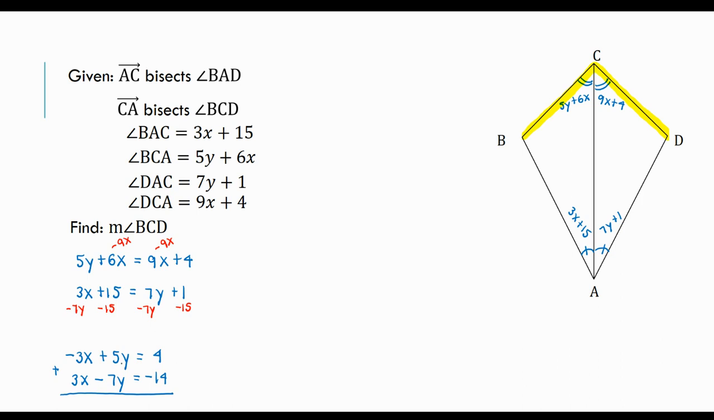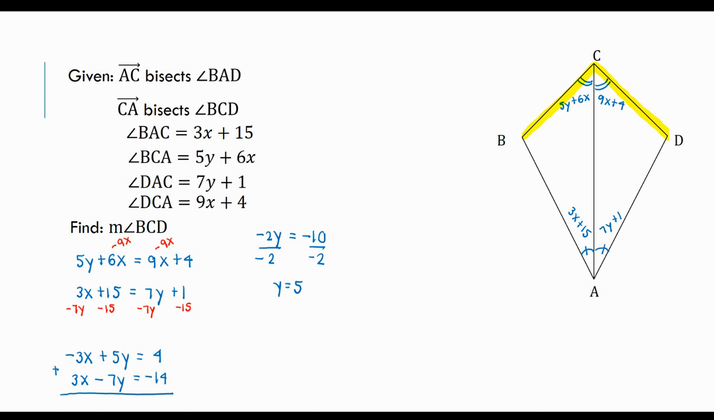So the x's disappear. 5y plus a negative 7y is going to give us negative 2y. And that's going to equal 4 plus negative 14, which would give us negative 10. I'll divide both sides by negative 2, and we get a value of y to be 5. Once again, if I want to find the measure of the angle BCD, I need not only that y, but I also need the x.